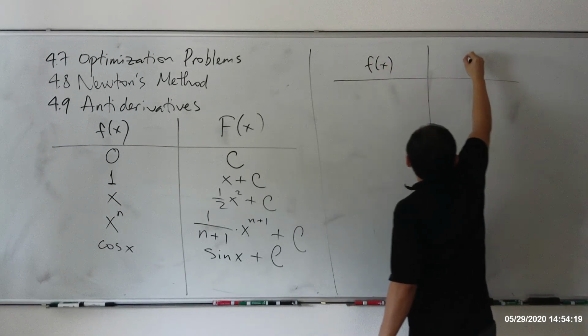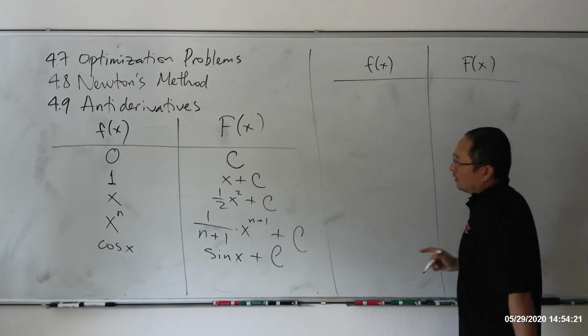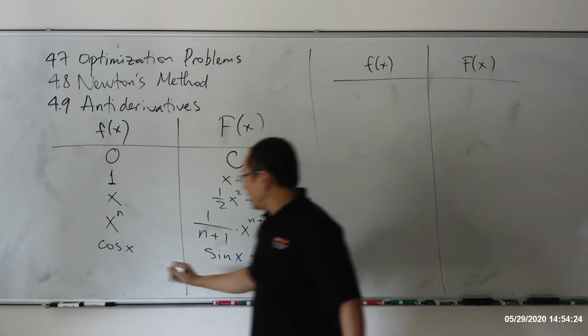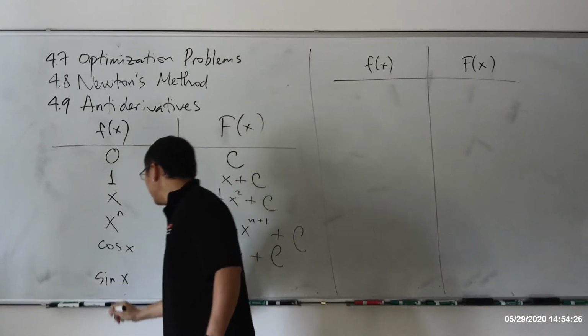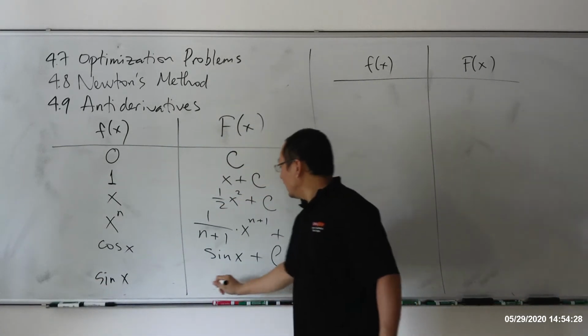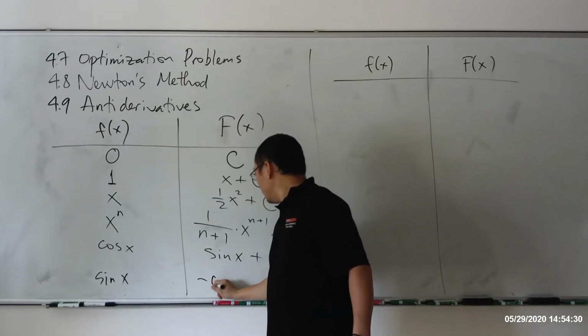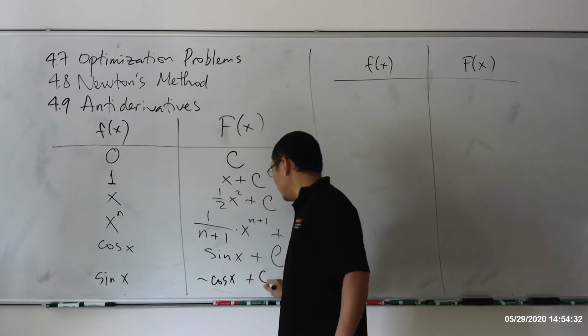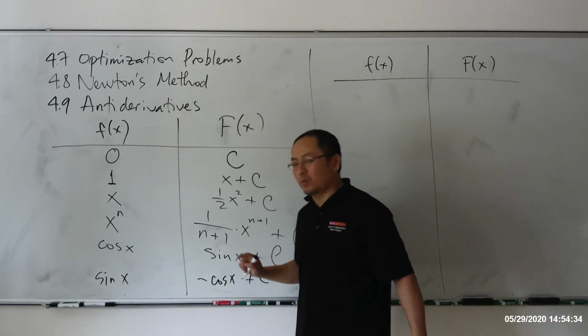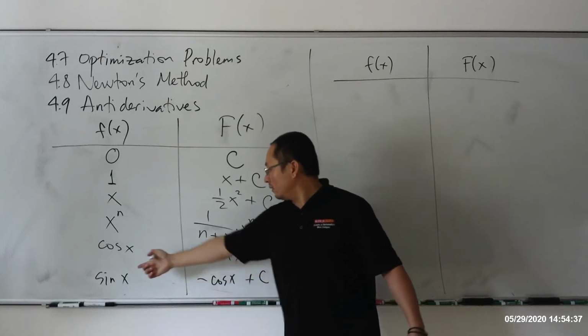F of x, big F of x. We got cosine, and then let me write sine here. So sine x, guess what the antiderivative is? Negative cosine of x plus c. You see why we got negative? Because the derivative of cosine is negative sine, and with the negative, it makes it positive.